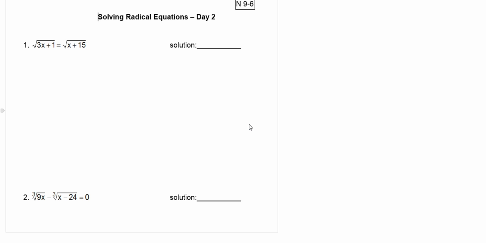Okay, let's look at solving radical equations, the second part here, where basically the same set of steps apply, but now they've added radicals, or square roots, on both sides, as in the case of number 1. There's nothing else. We have both sides isolated with square roots, so I'm going to go ahead and square both sides. And this one we get rid of the square root, we have 3x plus 1 equals x plus 15.